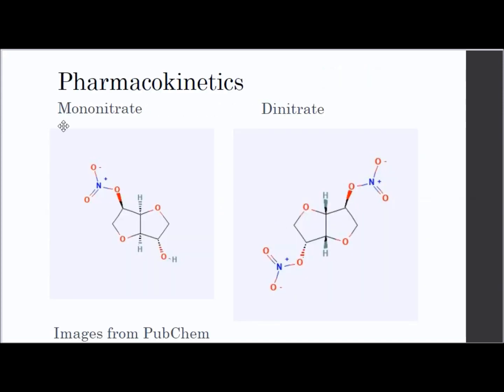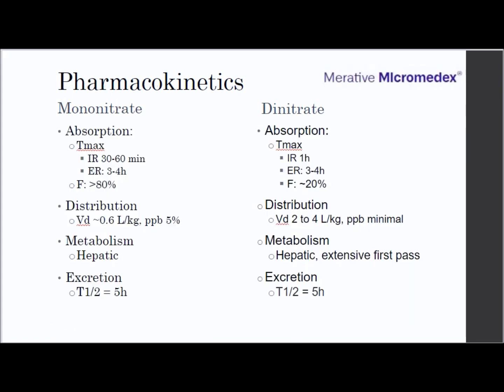So, pharmacokinetics. We got a mononitrate and a dinitrate. Images are from PubChem. As you can see, these differ massively in their chemical structure. This alcohol group here is changed by a tertiary amine. Pharmacokinetics, mononitrate versus dinitrate, the absorption, pretty similar. Immediate release, we're going to get a maximum effect in an hour, plus or minus 30 minutes.